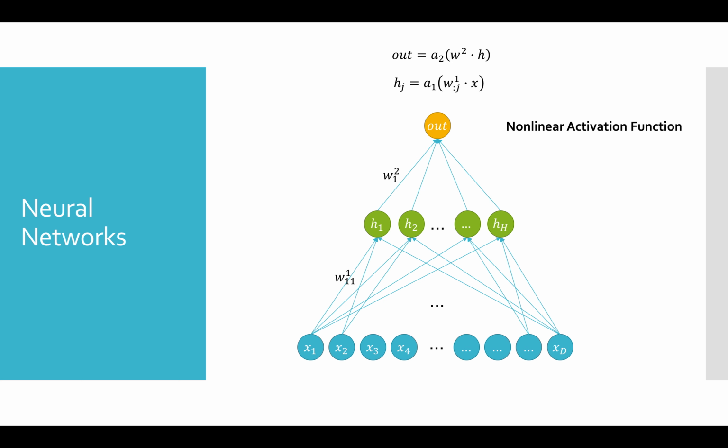So you can actually apply a nonlinearity at every layer. So you can apply it at the hidden layer and also at the output, and they don't have to be the same. So here I have A1, which is some nonlinear activation function being applied to the hidden layer. And then I have A2, which is a nonlinear activation function being applied to the output.